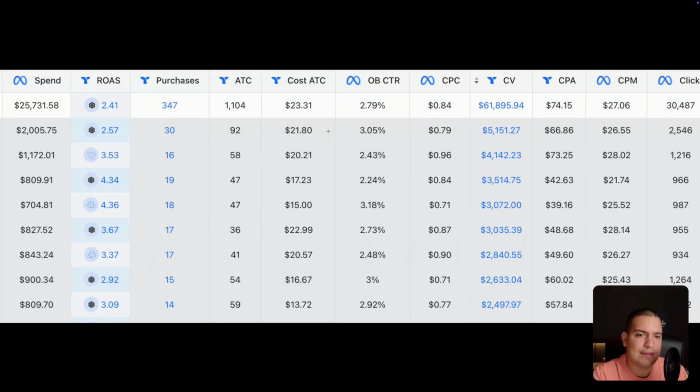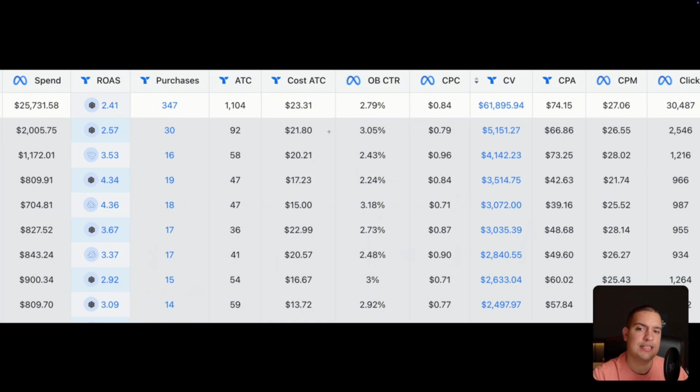Okay, so now what about the CTR? So that's the outbound CTR. So people that click and go off your video. 3%, 2.43, 2.24, 3.18, 2.73. Everything over 1% is the majority of the time a good product.